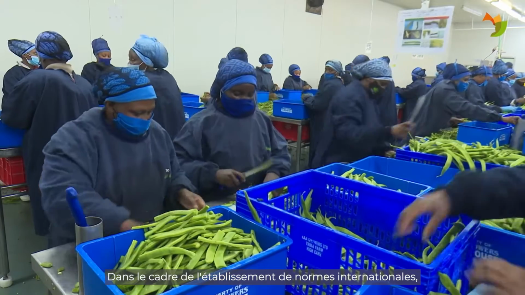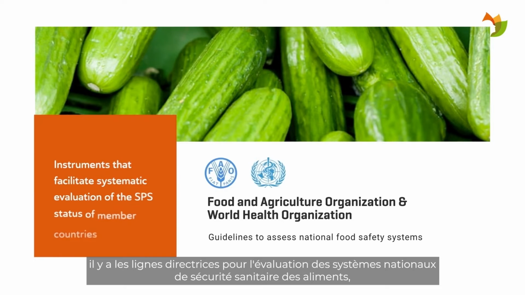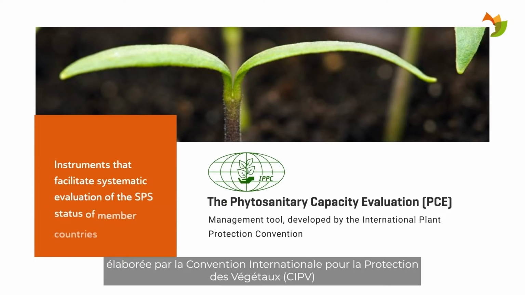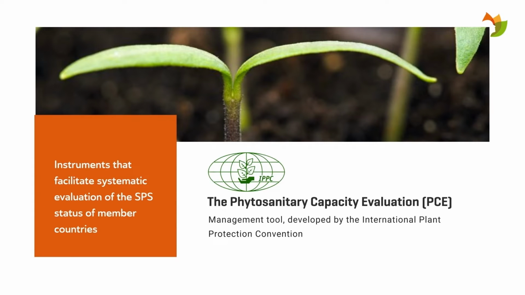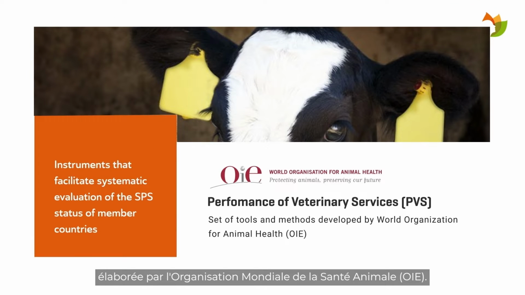Through the various international standard-setting bodies, various instruments have been created. For example, under the FAO, there is the guidelines to assess national food safety systems. There is the phytosanitary capacity evaluation, or PCE, developed by the International Plant Protection Convention. There is the performance of veterinary services, PVS, developed by the World Organization for Animal Health.